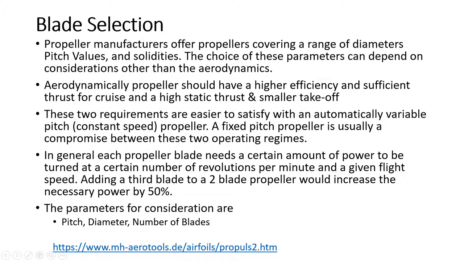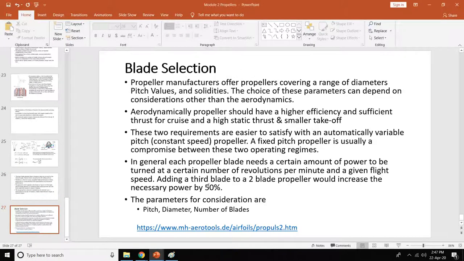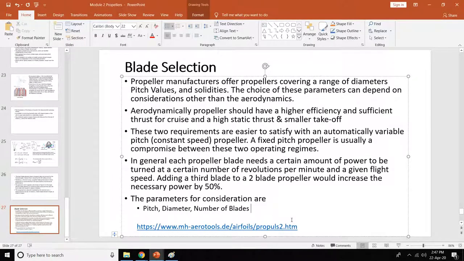So the important parameters that you need to consider are the pitch, diameter, and number of blades. There is a link that I'll leave for you. You can go back and see how pitch, diameter, and number of blades vary, which I've already covered so far. Because of your pitch, you'll have your angle of attack and the helix angle, which will decide the amount of thrust that you want.